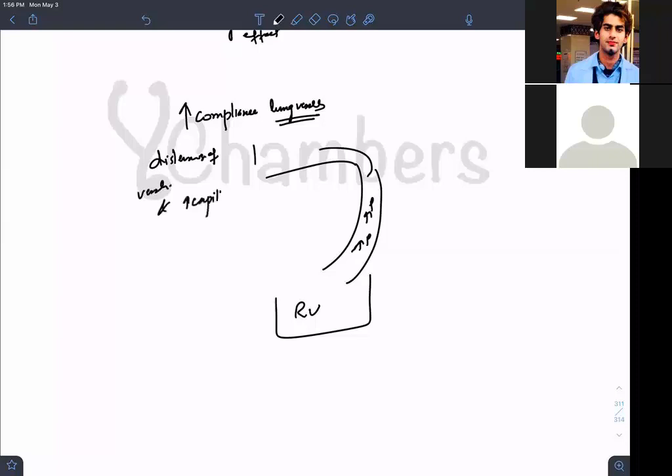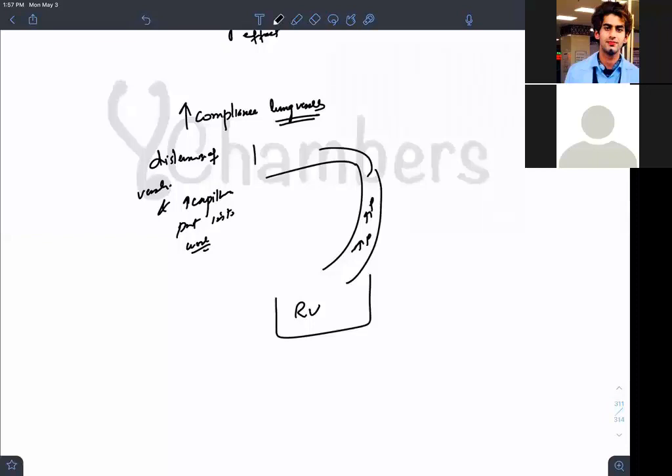More capillaries are put into work. Not produced, put into work. More capillaries are made to work. That's why you have more compliance of pulmonary vessels. Okay, that's the reason. That's the beautiful reason.